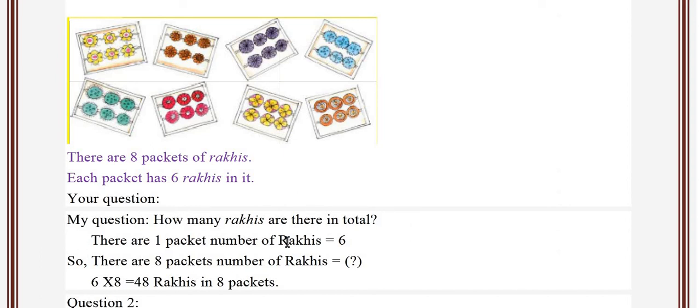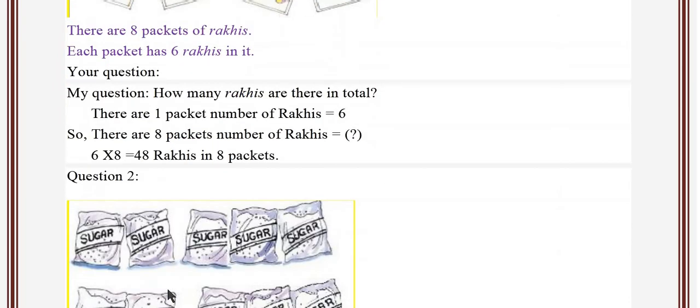There is 1 packet of 6 Rakhis. There are 8 packets of Rakhis. 6 eights are 48 Rakhis in 8 packets.